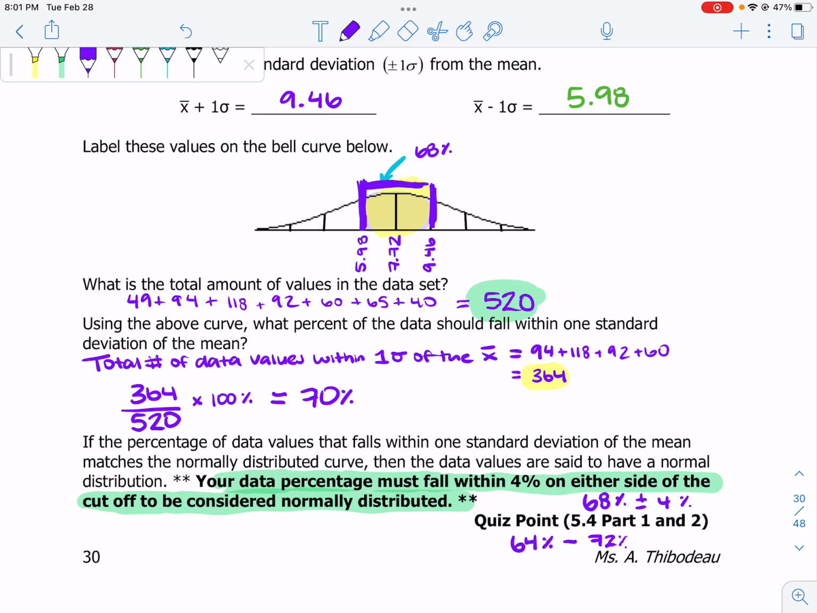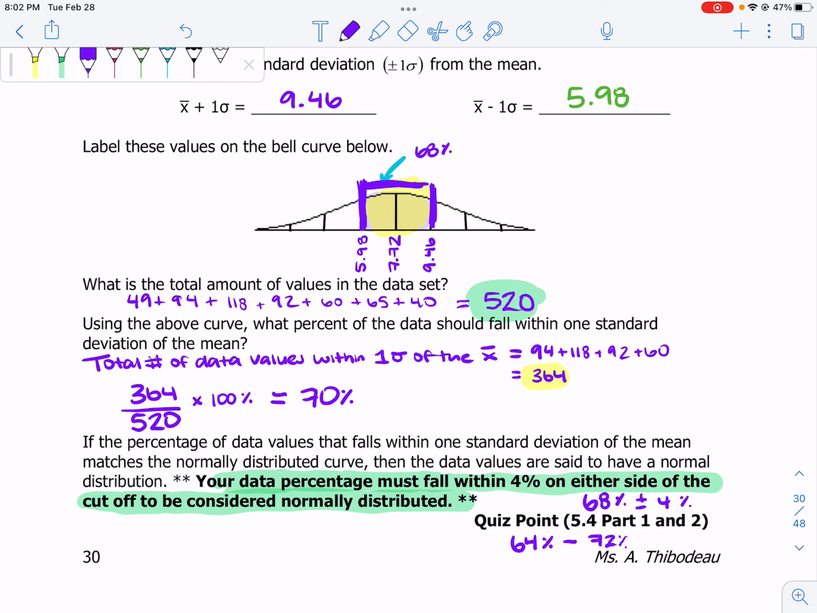But as soon as we calculate the percent of data values that fall within one standard deviation of the mean, and we say that it's 63.98%, that is too small. Or if it's 72.0001%, that is too big. It has to be between or including 64% and 72%. Nothing smaller than 64 and nothing bigger than 72. That is the acceptable range.